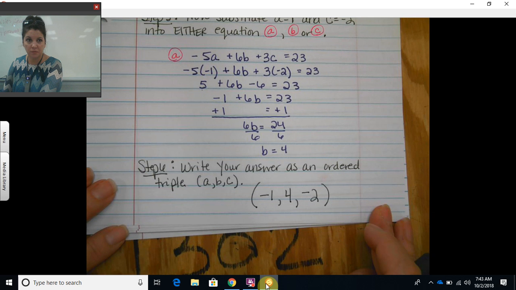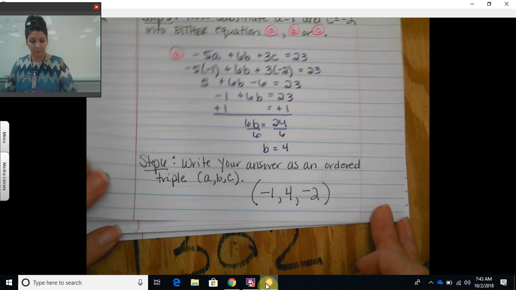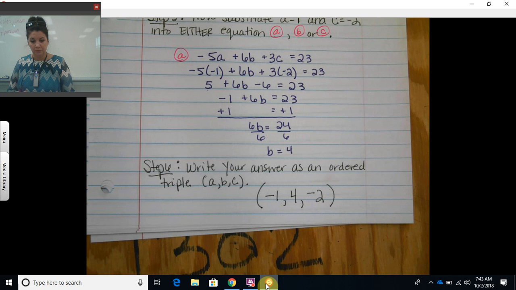So if we were graphing these, it would be on a 3-dimensional graph, and this would be the ordered triple where all 3 of those lines intersected. Okay, we don't have to do the graphing part in algebra 2, we just have to be able to solve them algebraically. Everybody cool with that?